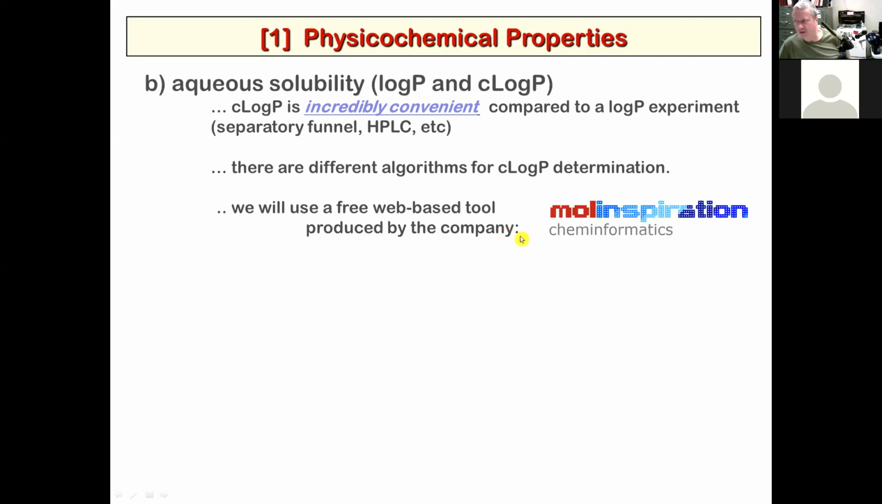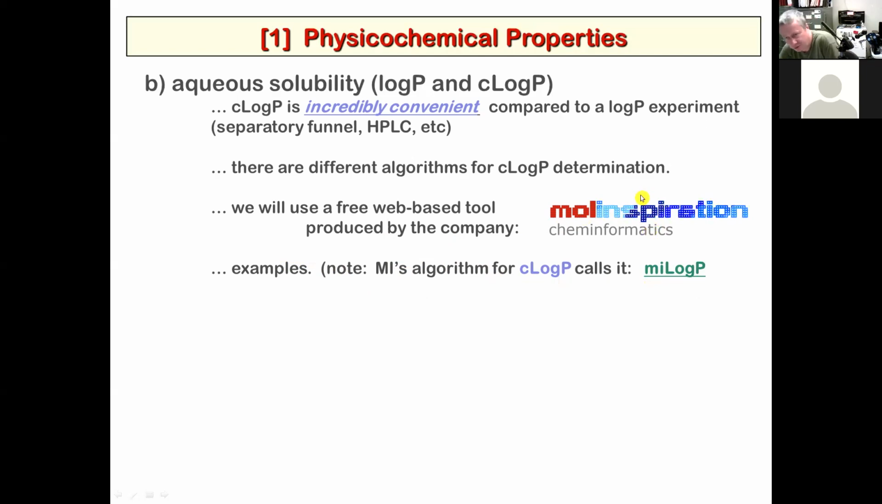We're going to use a company called Molinspiration Chemoinformatics. It's a whole bunch of free tools. We like free, especially for a class. So we'll show this Molinspiration method in a bit. We'll actually show a couple of these values too. Molinspiration calls their C-log-P algorithm miLogP. It's their little twist on how to calculate C-log-P very efficiently.